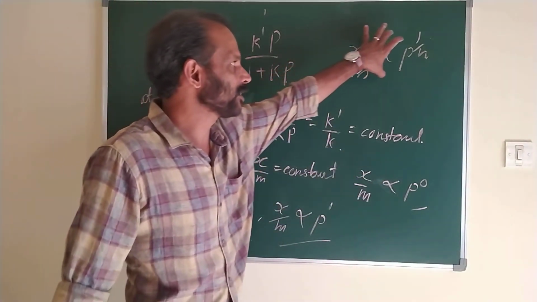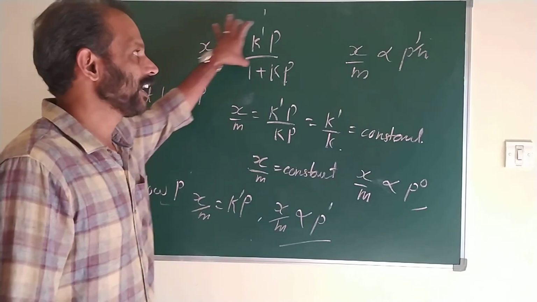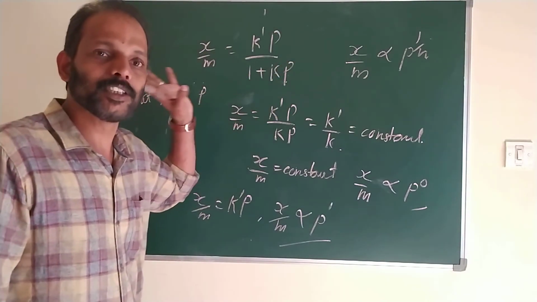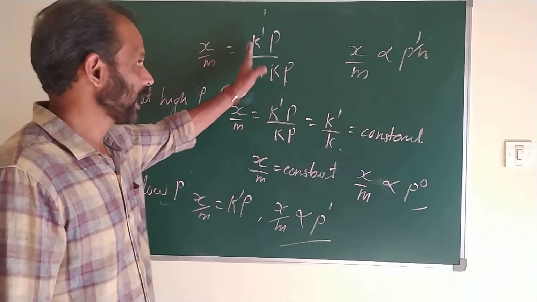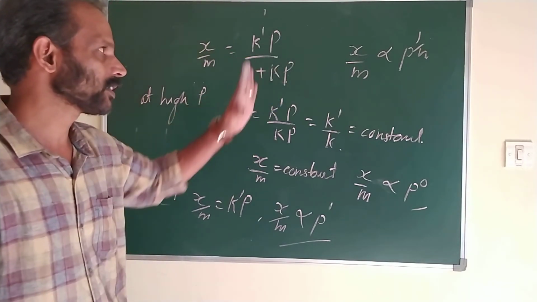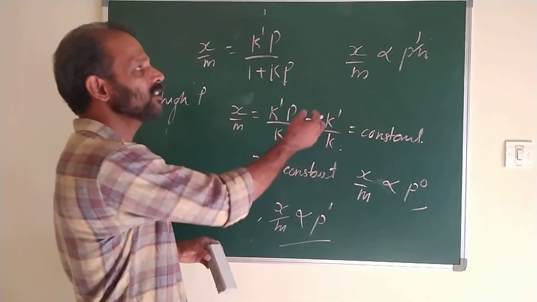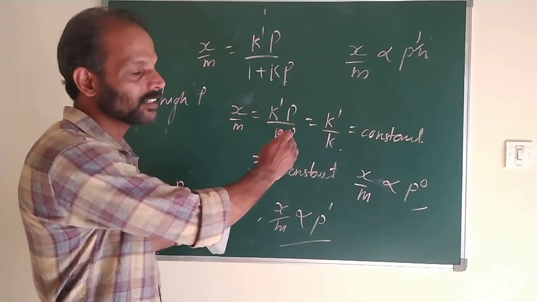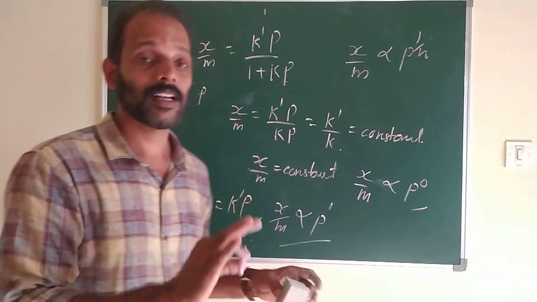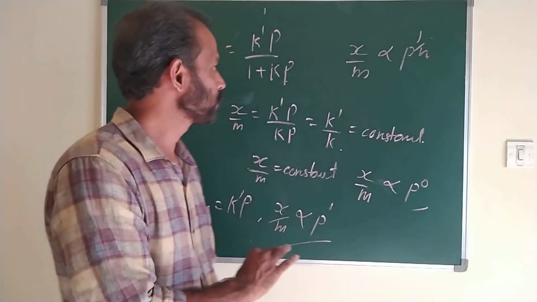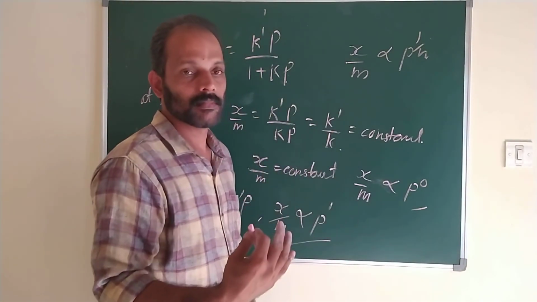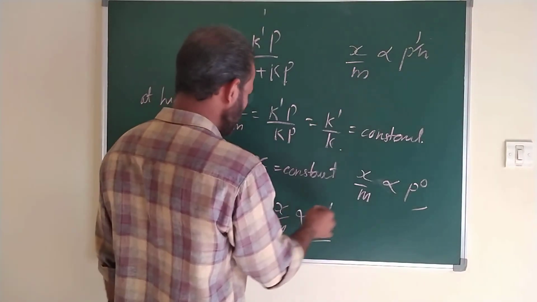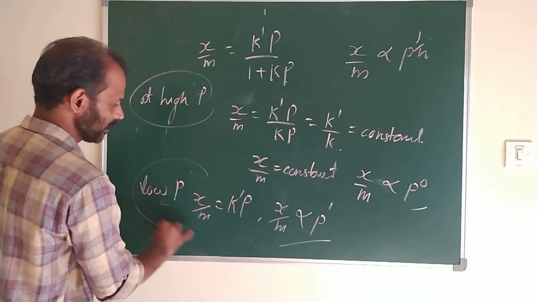So Freundlich adsorption isotherm is a special case of Langmuir adsorption isotherm for a particular range of pressure. Okay, it is a type of, or a special case of, Langmuir adsorption isotherm. So Freundlich is just a special kind of Langmuir adsorption isotherm. And we can get the equation by applying these two conditions.